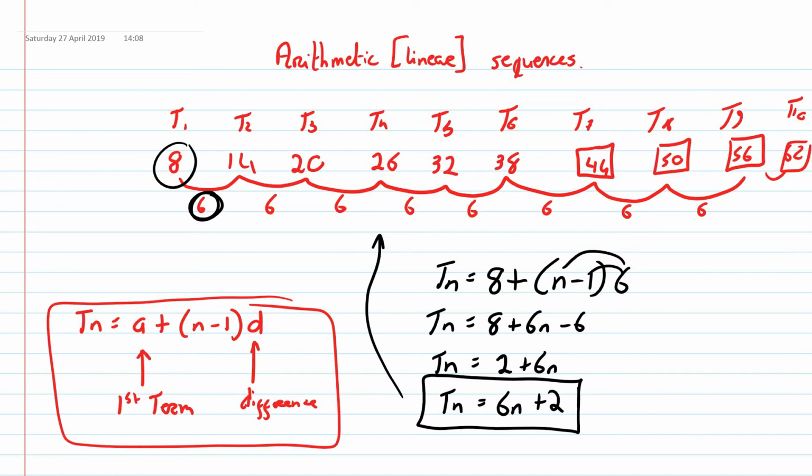Now I have my Tn formula for this sequence. Now I can find any term. So I want to find T100. I just say T100 equals 6, and I put 100 into the n, plus 2, which is 600 and 2. Okay, so what you're after learning there is to use the Tn formula to find any term in a sequence, and also, if we don't have the Tn formula, to actually derive it, by using our logbooks and using a bit of algebra. Okay.